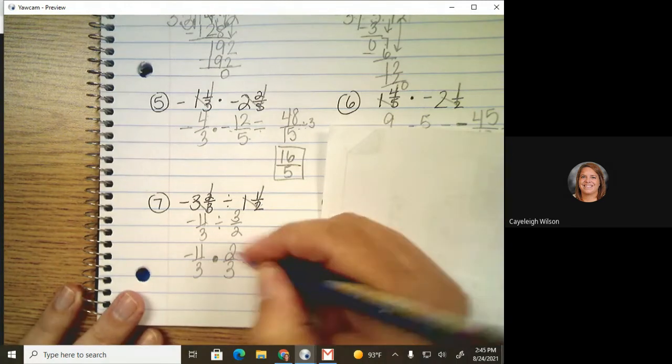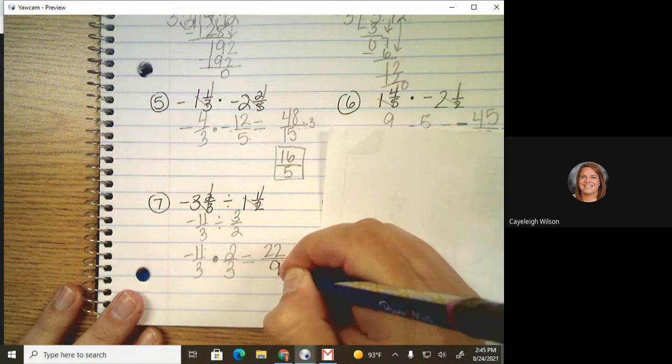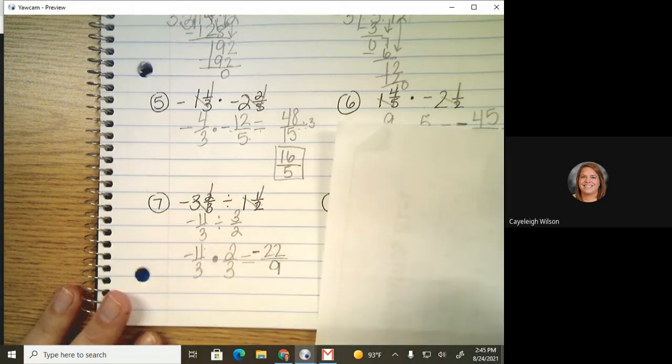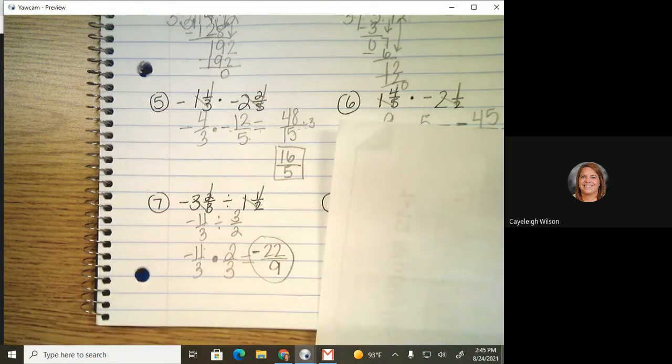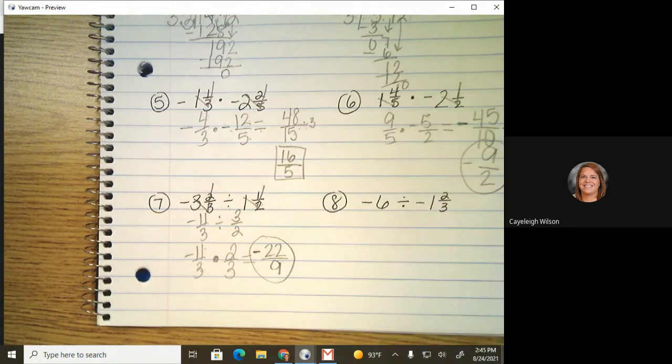And then I just multiply like I did the other ones. I multiply straight across the top. 11 times 2 is 22. 3 times 3 is 9. A negative times a positive is a negative. And this one does not reduce. And I know that because 22 is only 2 times 11 or 1 times 22, which does not make anything that goes into 9.